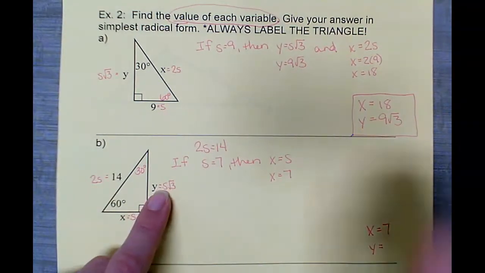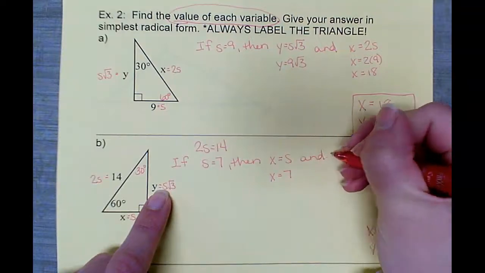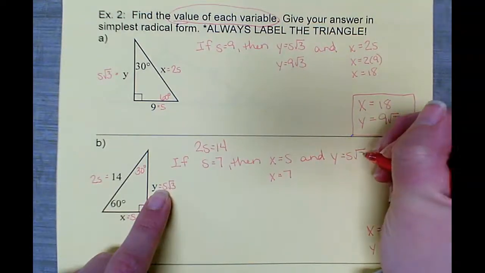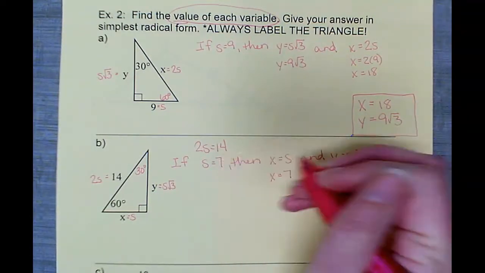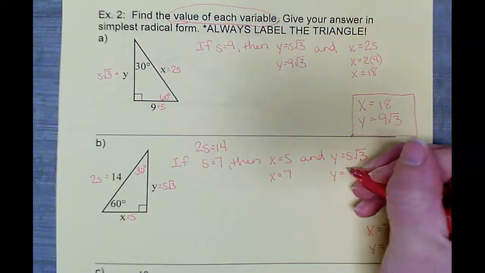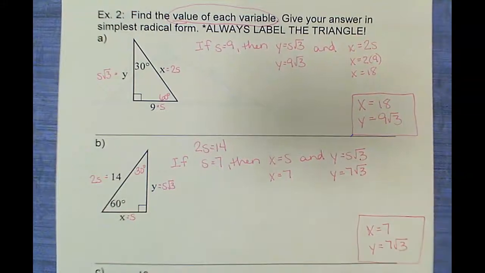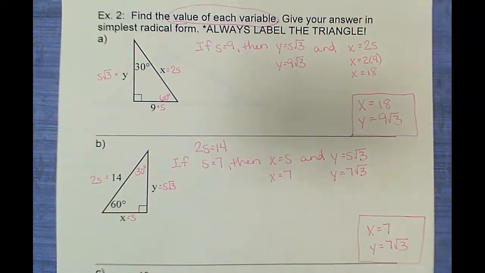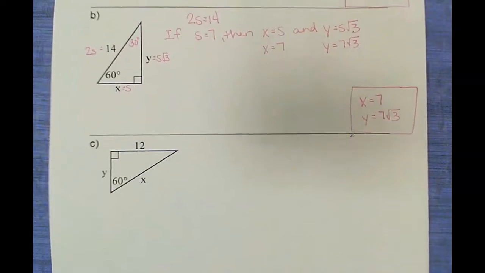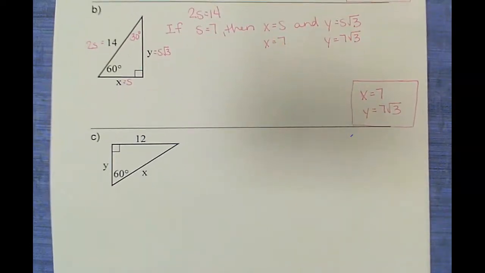Let's look at the other equation. Y equals s square roots of 3. I can substitute 7 for s, so y equals 7 square roots of 3. That is in simplest radical form. And I have the measurements of my two variables. So I'm going to ask you to pause your video and try example 2c. Check back for the work.